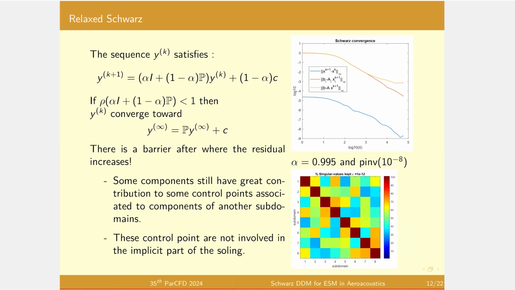Looking more closely, here we have computed the singular value decomposition of each block, and we keep the percentage of singular values above 10⁻¹². We see that for this control point, some equivalent sources still have some influence, and this influence is not taken into account in the implicit solve of the Schwarz iteration. So that's why we have this divergence after some convergence.